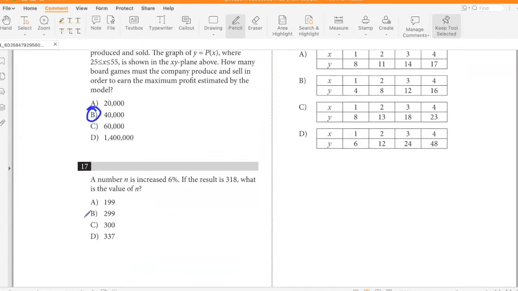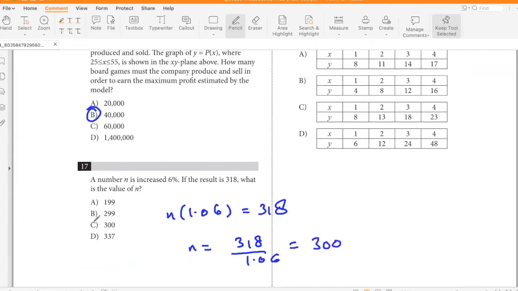A number n is increased 6%, and the result is 318. What is the value of n? So n times 1.06 is 318. So n is 318 by 1.06, which is 300. So C.